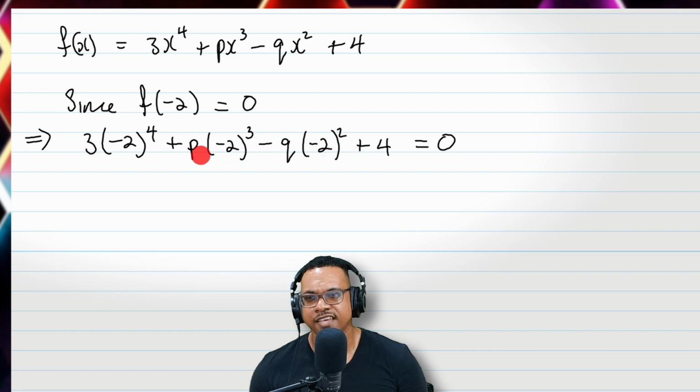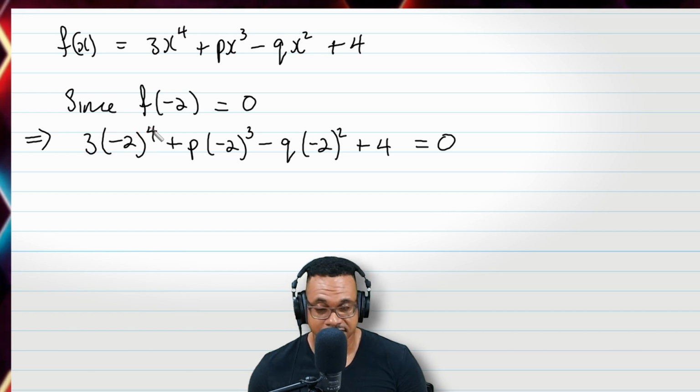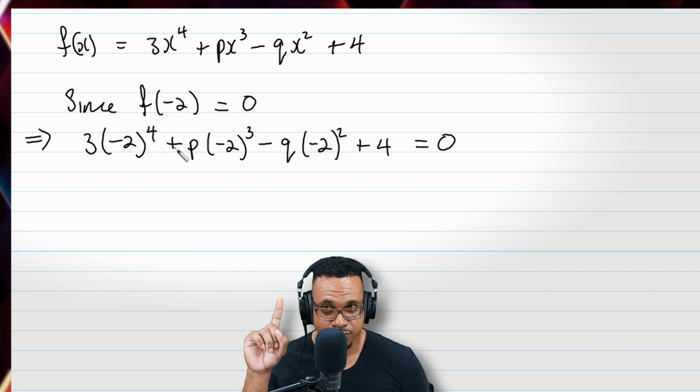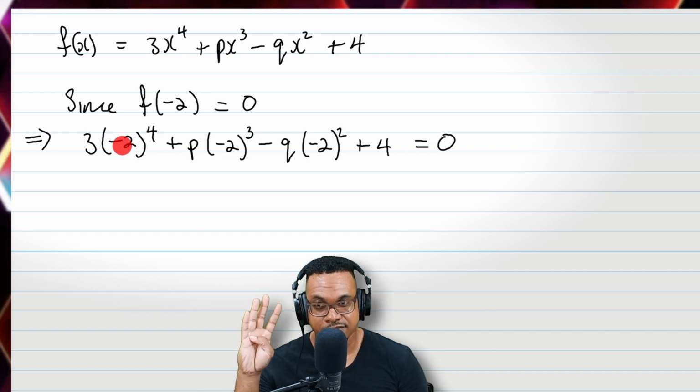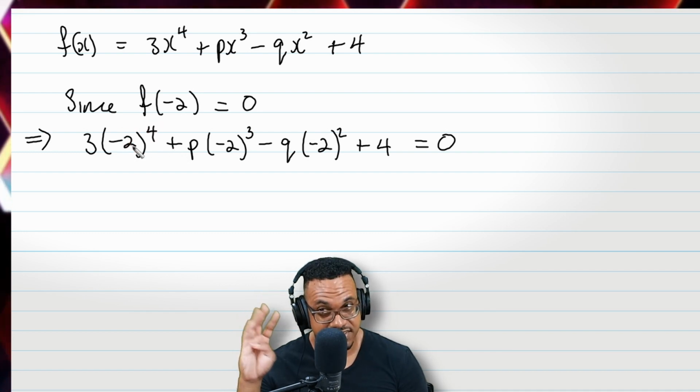So this here is the f of negative 2. Now you know if you have a negative number to a positive power, the answer will be positive. So you're going to have 2 by 2 is 4, by 2 is 8, by 2 is 16. So negative 2 to the power 4 is positive 16.